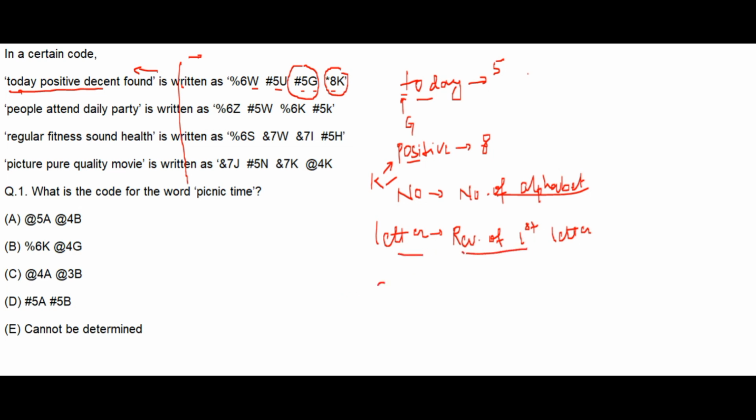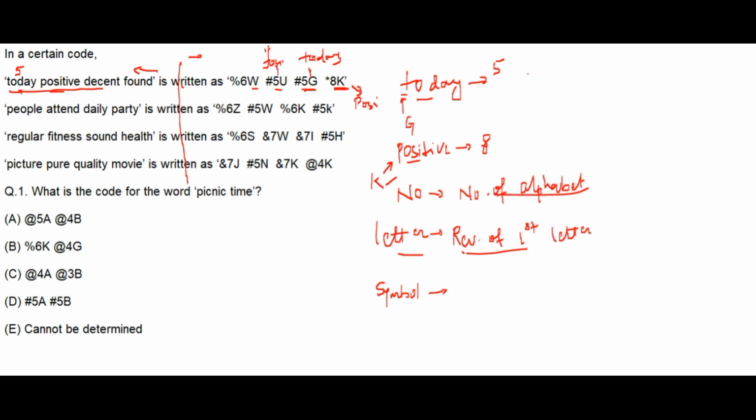Now the next thing is the symbol. What is the logic of the symbol? Let's see. How many alphabets are there in today? 5. So what is the code of today? Tell me guys, what is the code of today? This one is the code of today. What is the code of positive? This one is the code of positive. Yes or no? This one is the code of positive and this one is the code of today. And this one is the code of found.